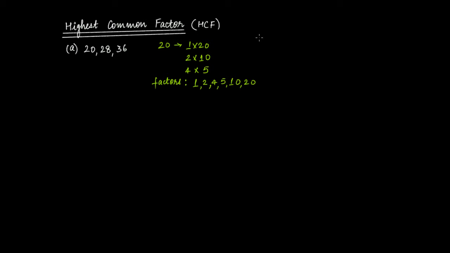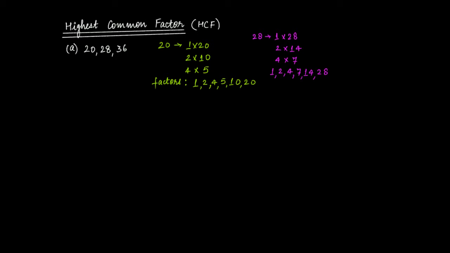Now, what are the factors of 28? For 28, you can write 28 as 1 times 28. You can write it as 2 times 14. You can write it as 4 times 7. No other possibility left here. That's it. So the factors of 28 are 1, 2, 4, 7, 14 and 28.